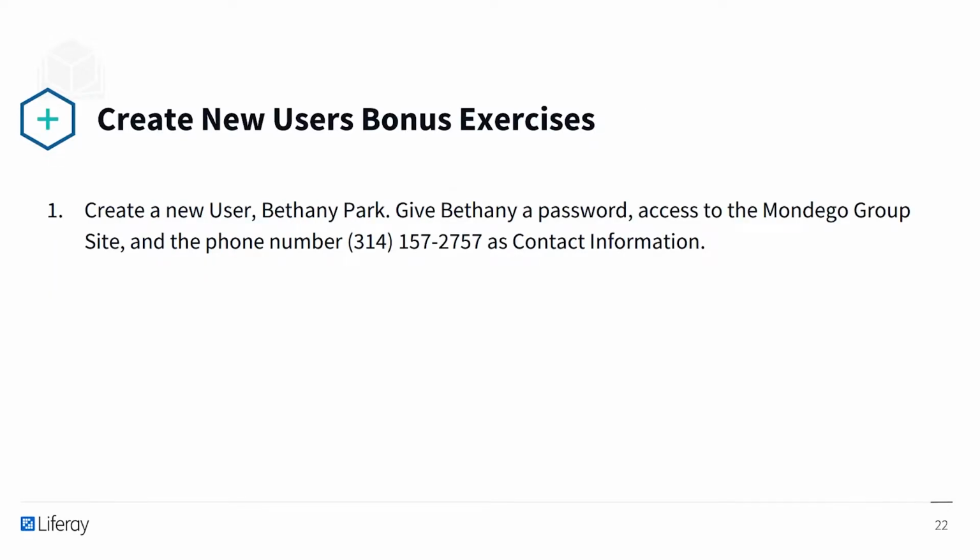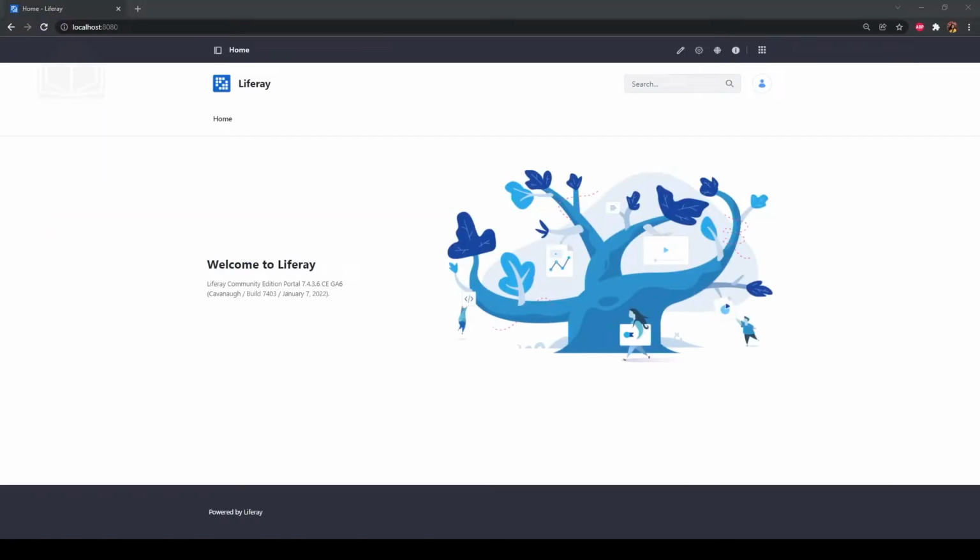Create a new user, Bethany Park. Give Bethany a password, access to the Mandego group site, and the phone number 314-157-2757 as contact information. We won't go over this exercise in the video, but feel free to complete it on your own. Our first step is to create a new platform administrator for the Mandego group.